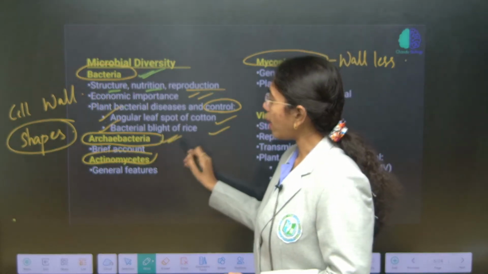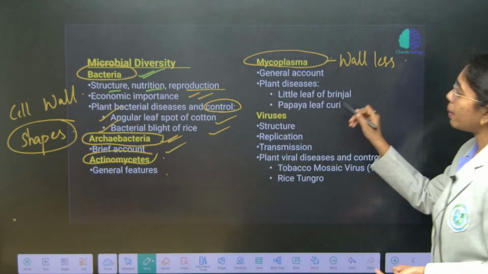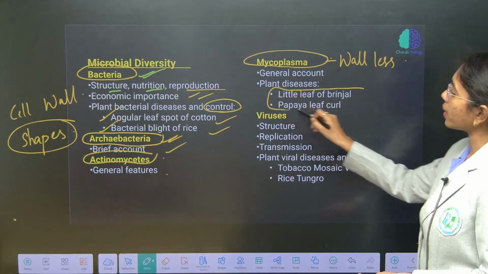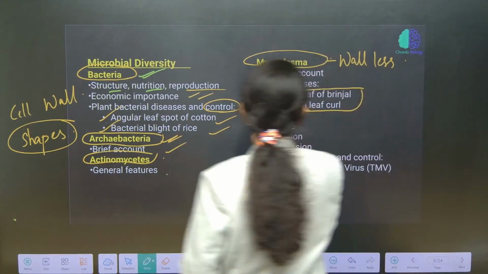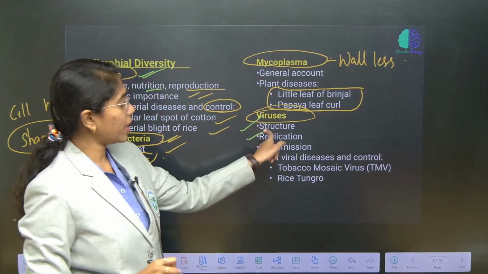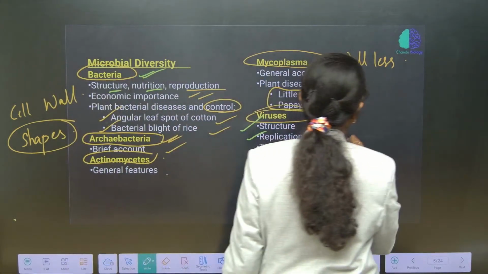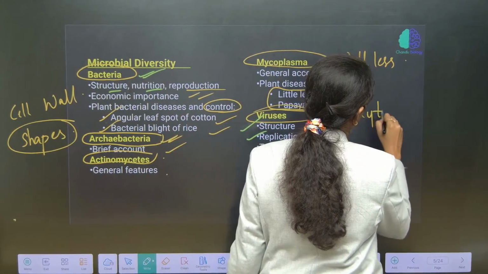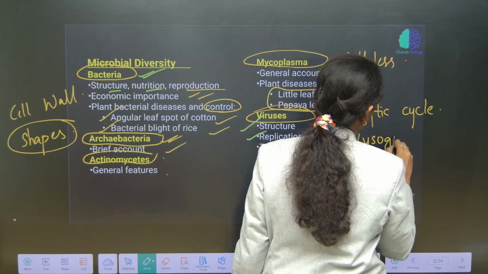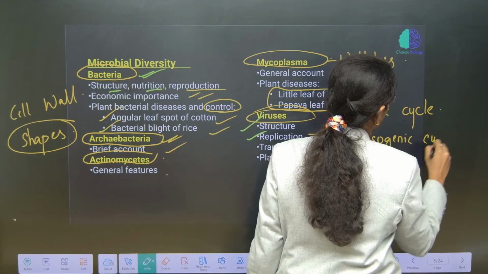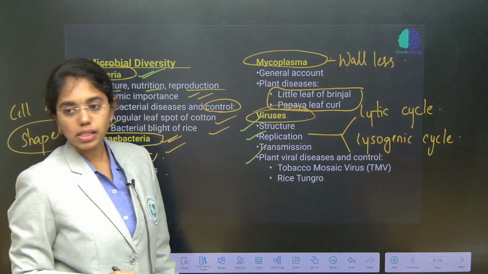And then Archaebacteria, a brief account, Actinomycetes, general features. Followed by Mycoplasma, the diseases we need to target here are little leaf of brinjal and papaya leaf curl disease. Followed by viruses, structure, replication. When you are moving into the replication of viruses, you have to target two cycles, that is lytic cycle and lysogenic cycle. Lytic and lysogenic cycle, followed by plant viral diseases and control.